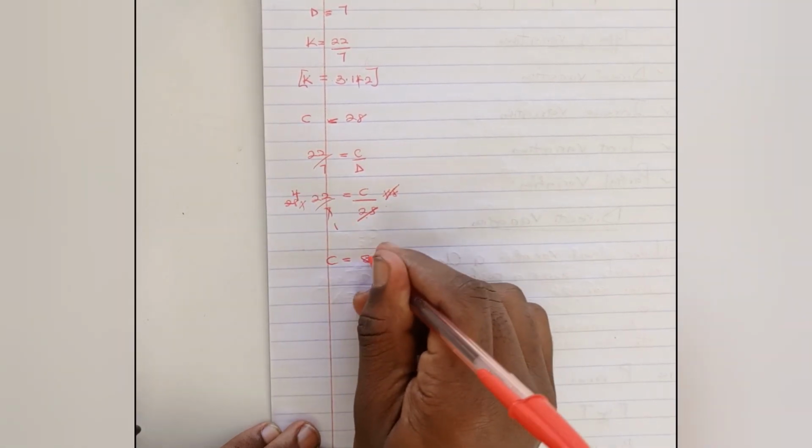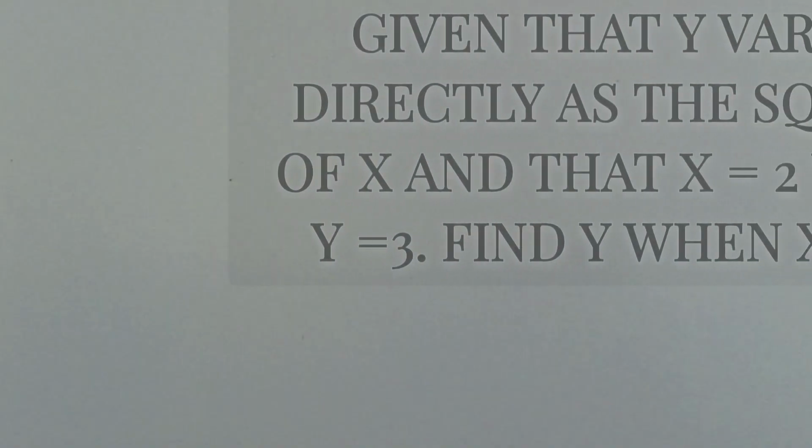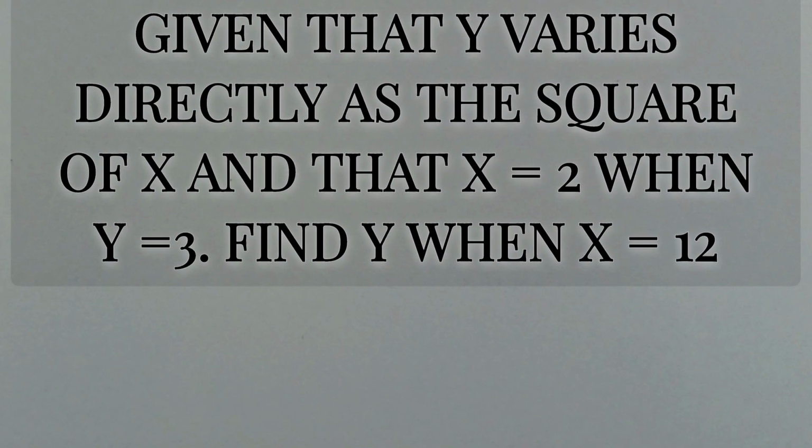C is equal to 88. And that's how we apply the formula we get from translating the proportionality. So students, let's embark on our example number 2 that is popping on your screen.